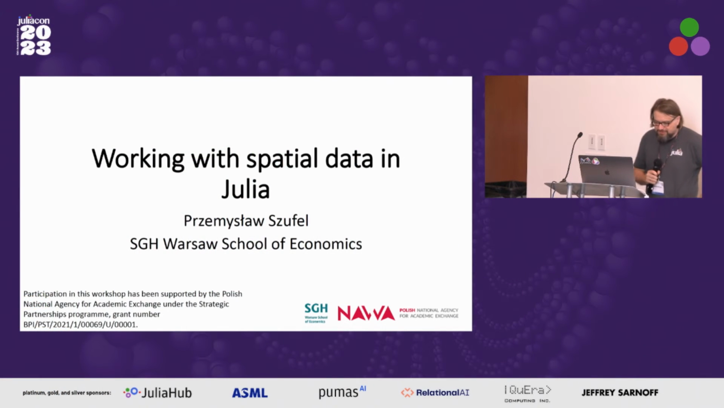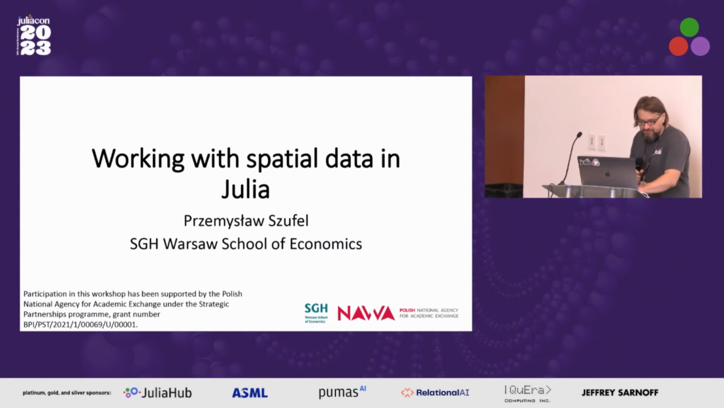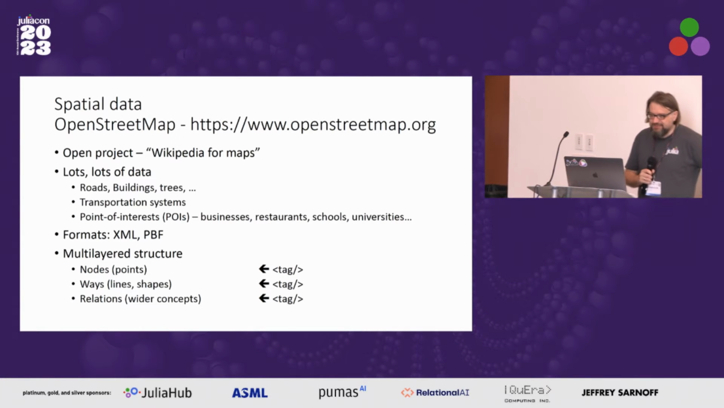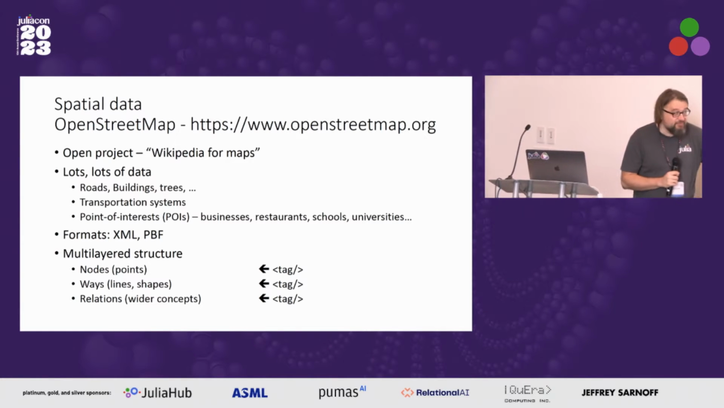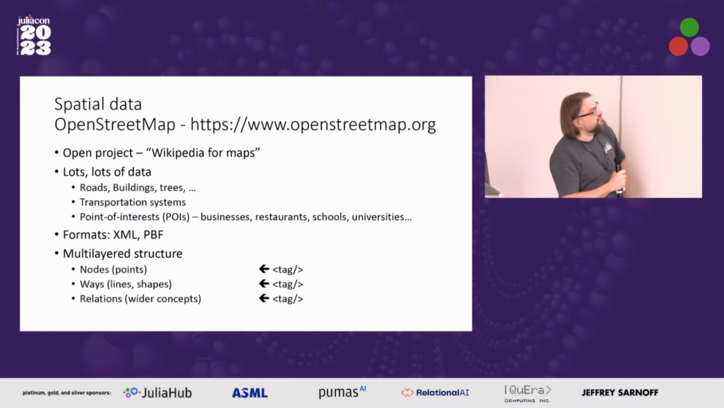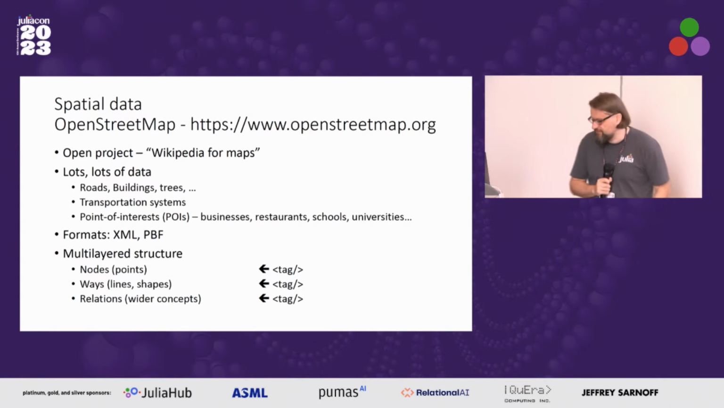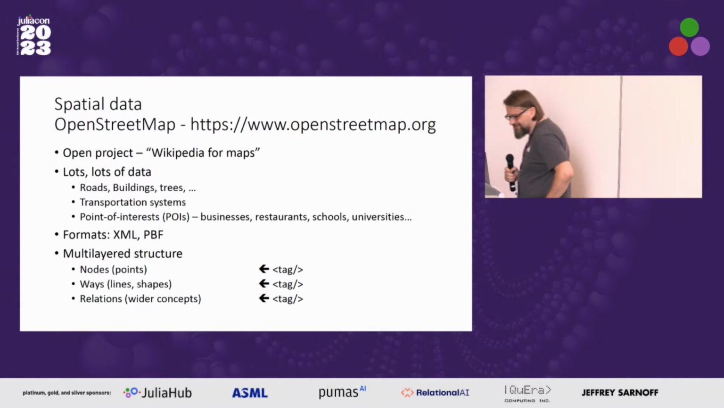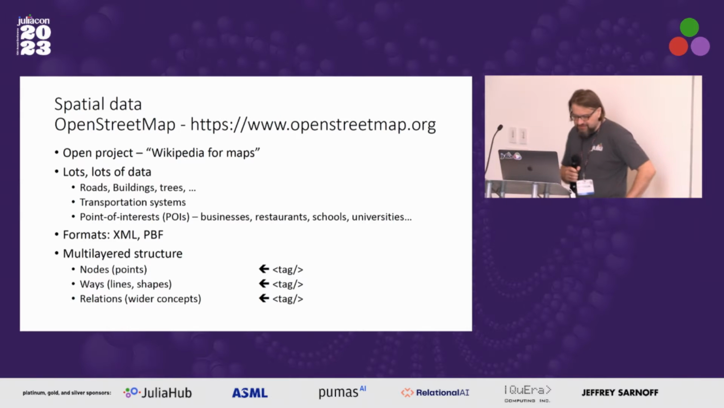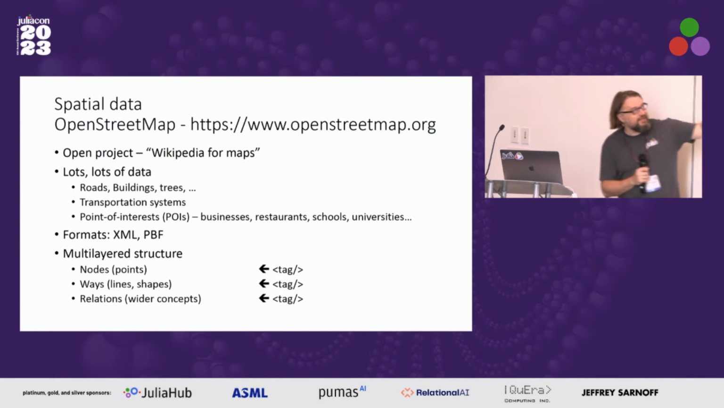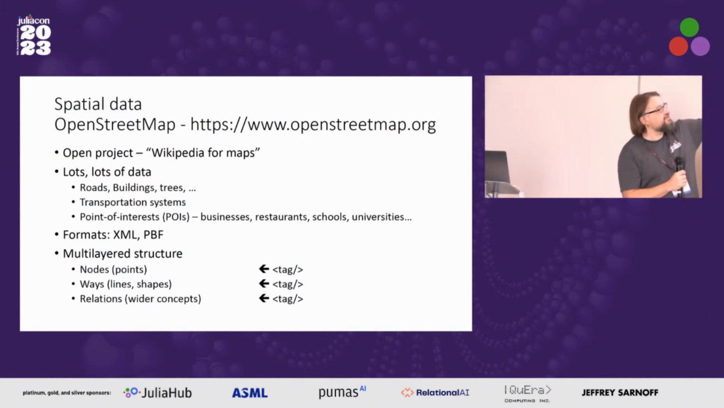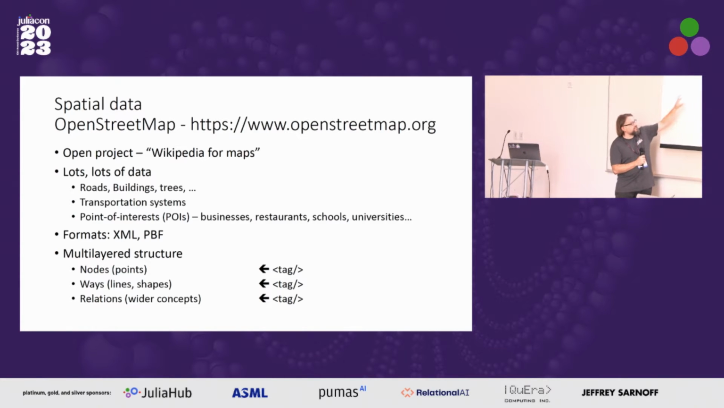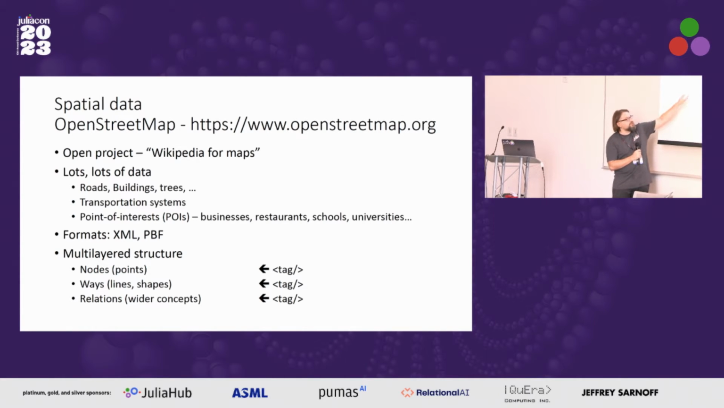So I'm going to talk about working with spatial data in Julia. The spatial data I'm using is OpenStreetMap data, which is divided into several levels. OpenStreetMap is kind of a Wikipedia for maps, so we have all this data about the world around us. The data is available via XML and PBF, and it has a multi-layer structure. There are nodes that represent points, ways that represent lines, and relations. And each of these can be tagged.